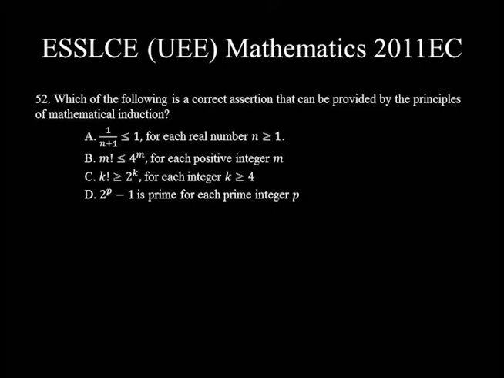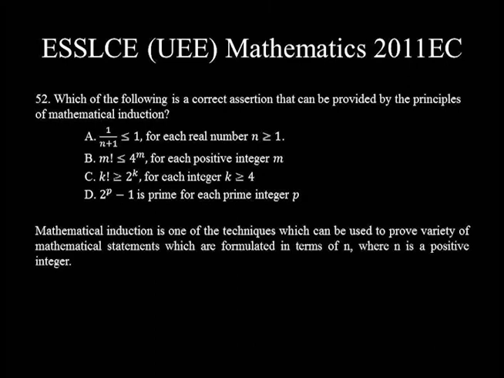Question number 52. Which of the following is a correct assertion that can be proved by the principle of mathematical induction? Mathematical induction is one of the techniques which can be used to prove a variety of mathematical statements which are formulated in terms of n, where n is a positive integer. Choice B and C specify that m and k are positive integers, but for m greater than 9, m factorial is greater than or equal to 4 to the power of m. So choice B is not true. Hence the correct answer is choice C.